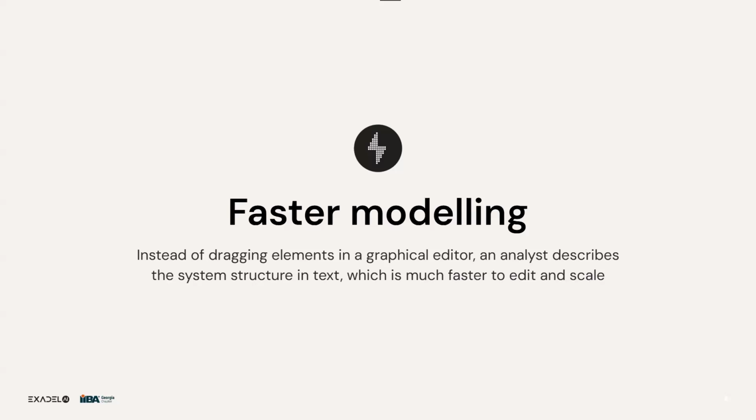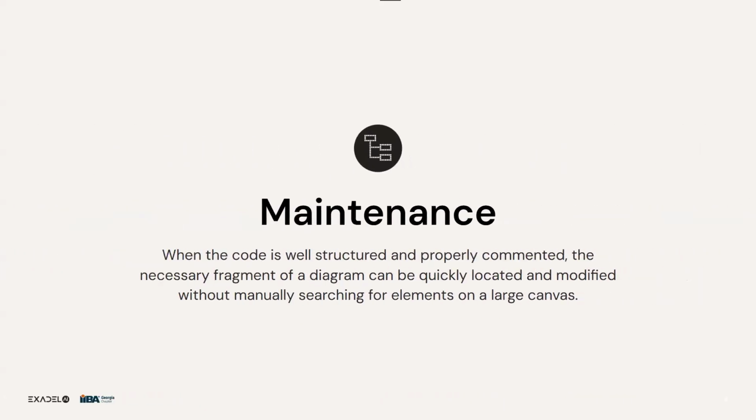While very simple diagrams with just a few blocks may indeed be quicker to sketch manually, such cases are rare in the real world. Most enterprise systems include dozens of services, queues, APIs, integrations, and so on, where the as-code approach provides clear advantages through reuse of diagram elements. The second reason is maintenance.